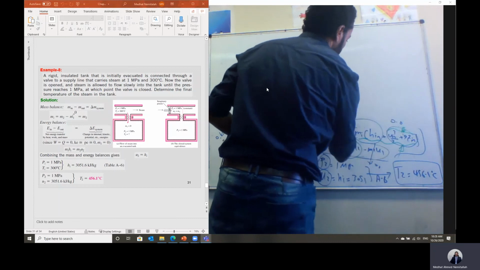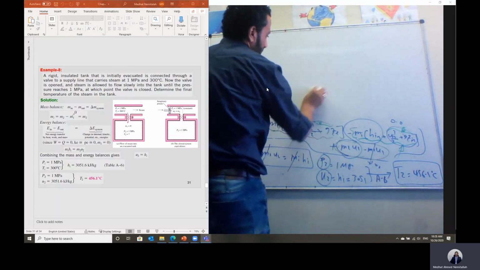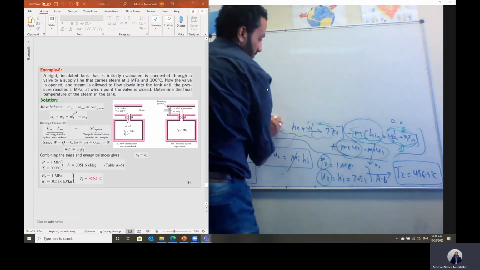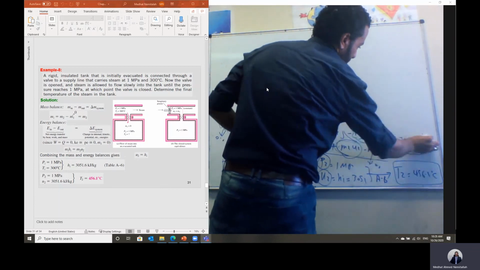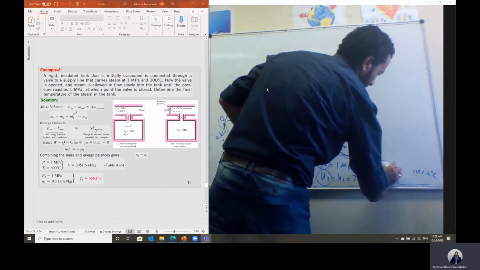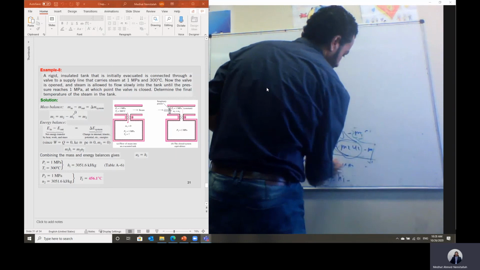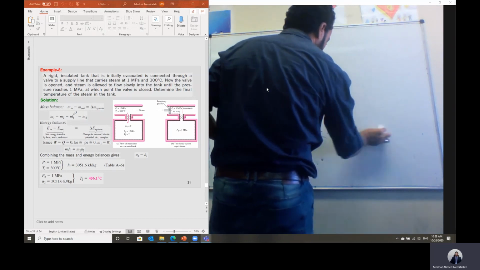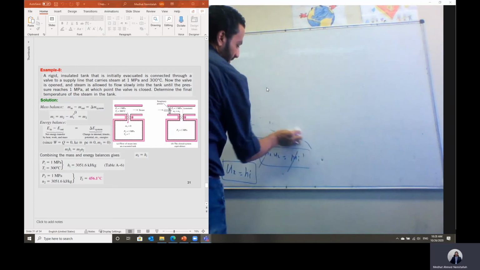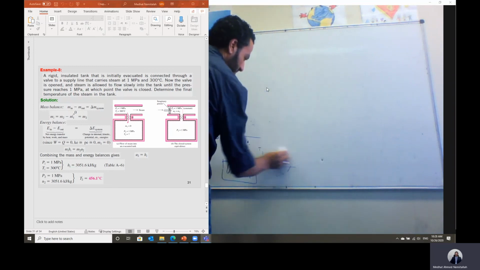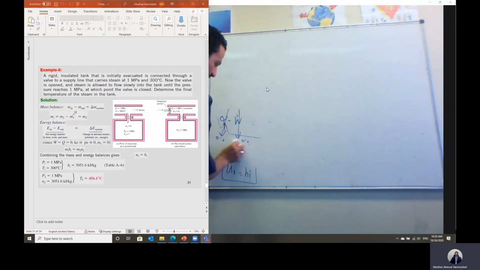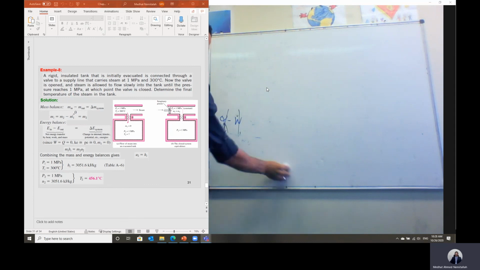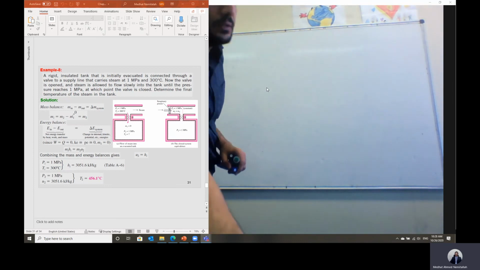So be careful, because some of you, when the working fluid is steam, just go and use PV equals RT. This equation is for gases. It is only applied when the working fluid is a gas. If it is steam, I will be using the steam table. If it is refrigerant, I will be using the refrigeration table in this case. Okay, so let's look here.